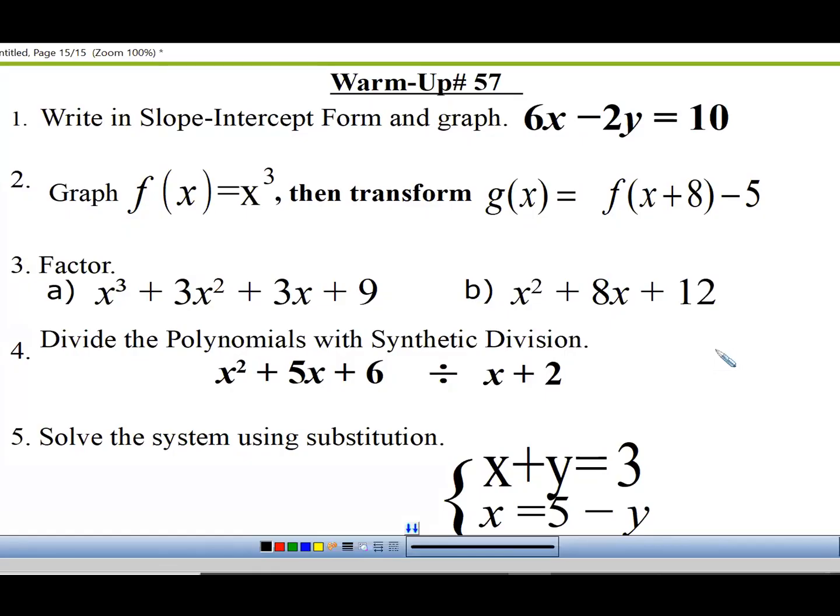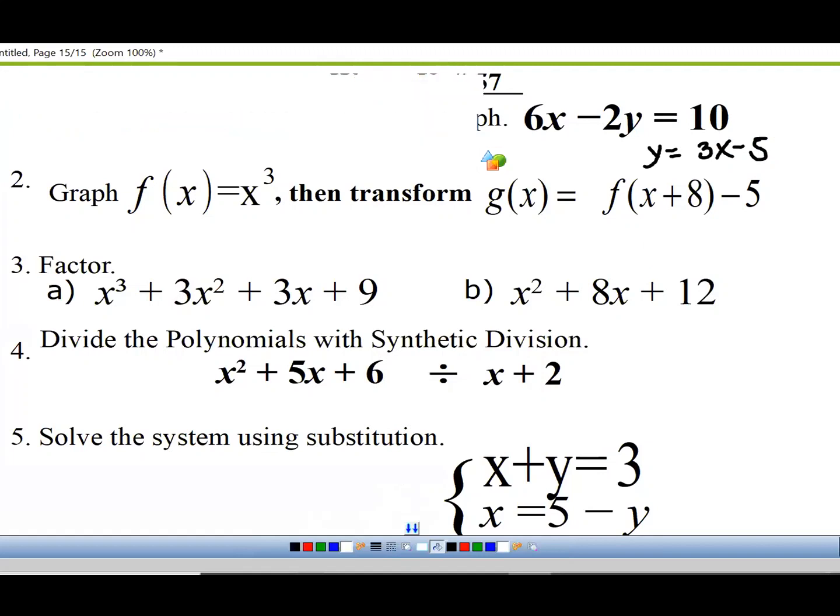So, number one, slope intercept form, you should have gotten y equals 3x minus 5. Let me graph that over here. Let me make some space. There it is. So let me get my coordinate plane going. Kind of crooked, right?